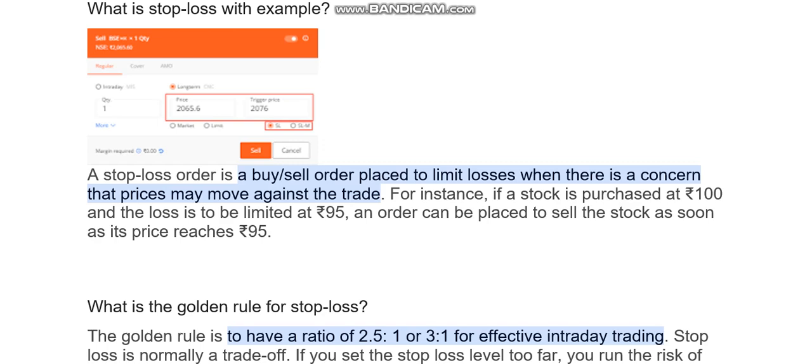A stop loss order is a buy or sell order placed to limit losses when there is a concern that prices may move against the trade. For example, if a stock is purchased at rupees 100 and the loss is limited at rupees 95, an order can be placed to sell the stock as soon as its price reaches rupees 95.